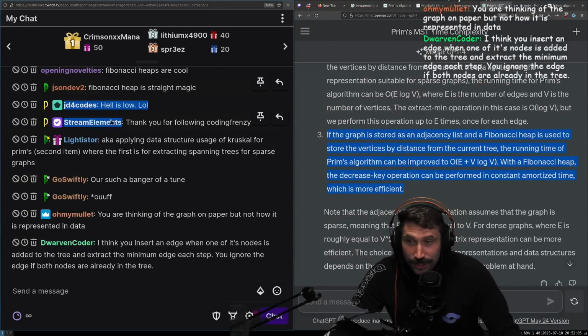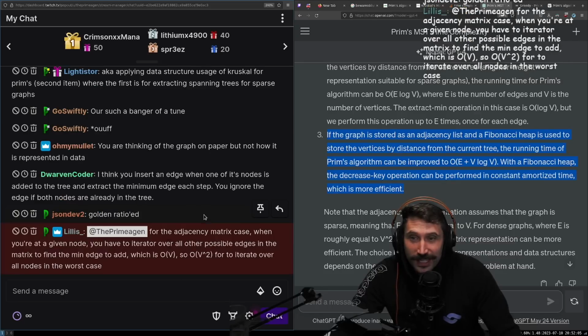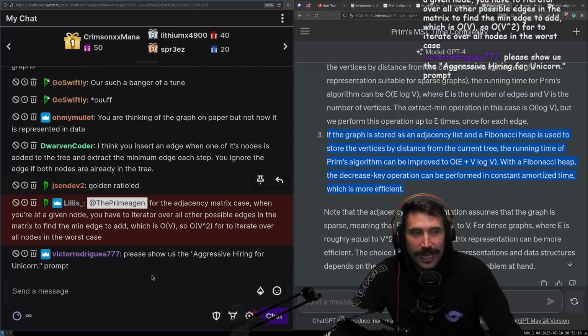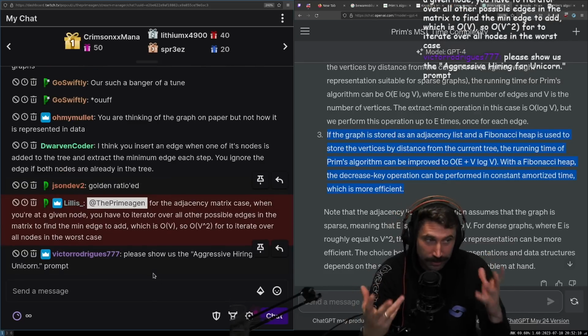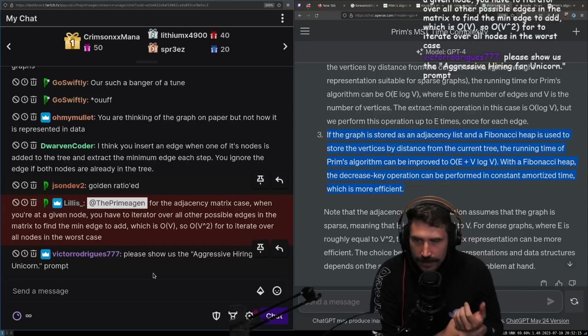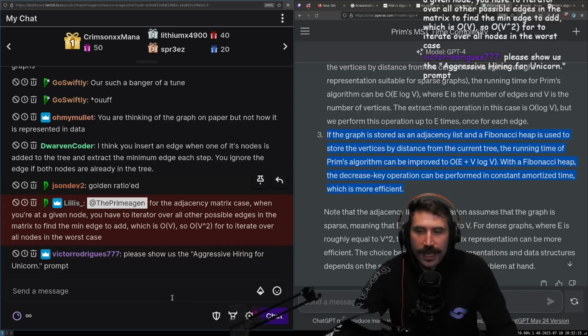Fibonacci heap is straight magic, dude. It is. I haven't actually really tried to build a Fibonacci heap, but I've played with it a little bit. Let's see.